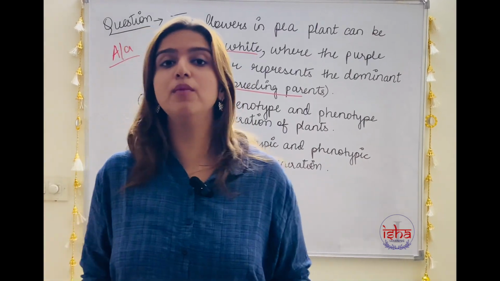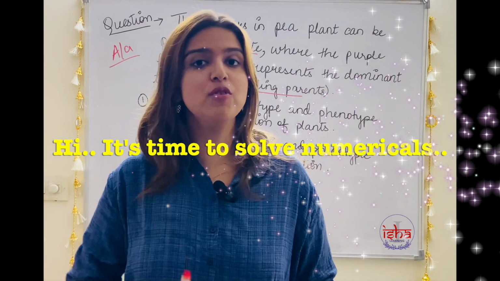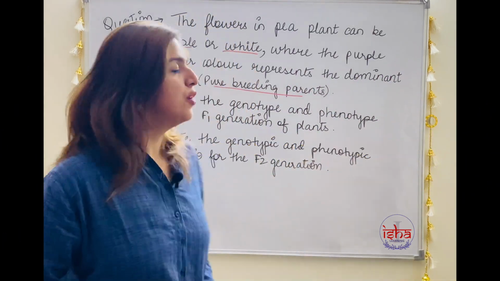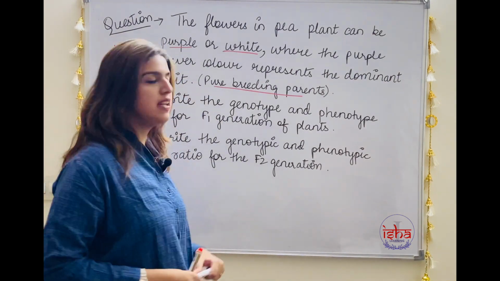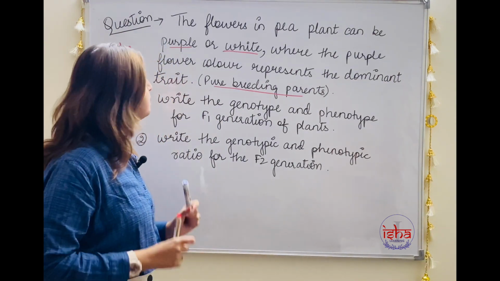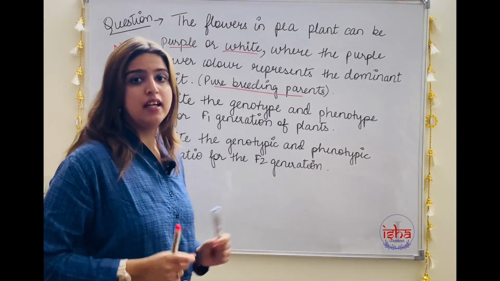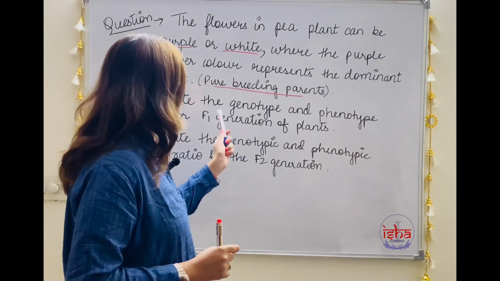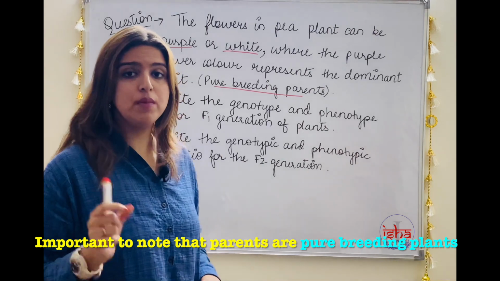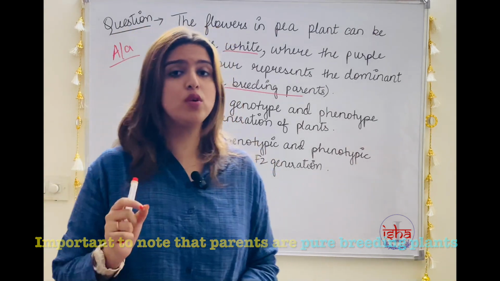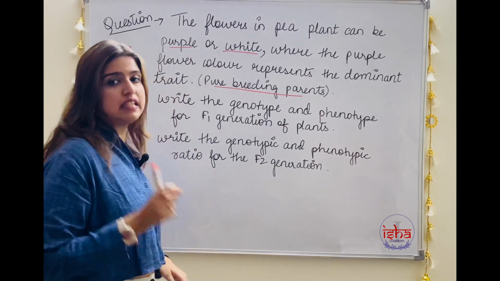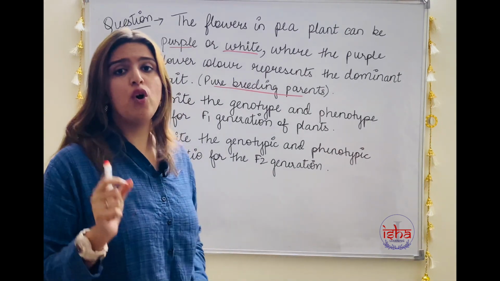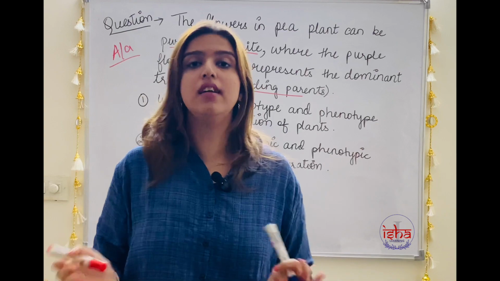Now that we've done the monohybrid process, it's time to deal with a numerical on the same. The question is, the flowers in pea plant can be purple or white, where the purple flower color represents the dominant trait. The parents here are pure breeding plants. Please remember that it is extremely important to note if the parents are pure breeding plants or not. We are using the letter A, capital A or small a to denote these flower colors.